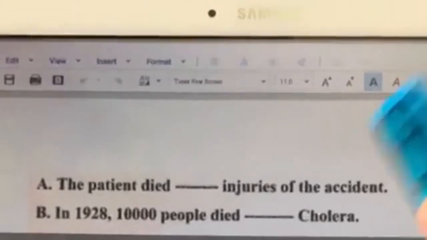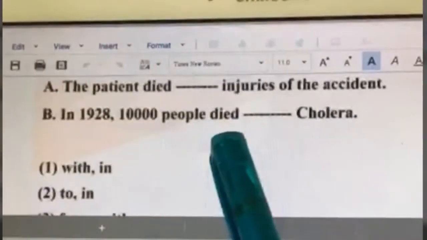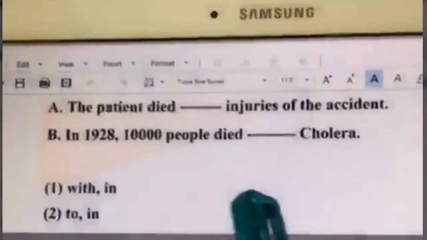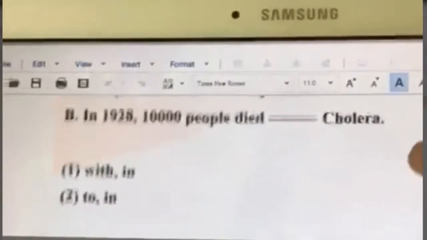Okay, next. The patient died dash injuries of the accident. In 1928, 1,000 people died dash cholera. Now there's a problem in this question. These options that are given are not going to work in this question. In fact, the answer is a combination of these, so these are wrong options.